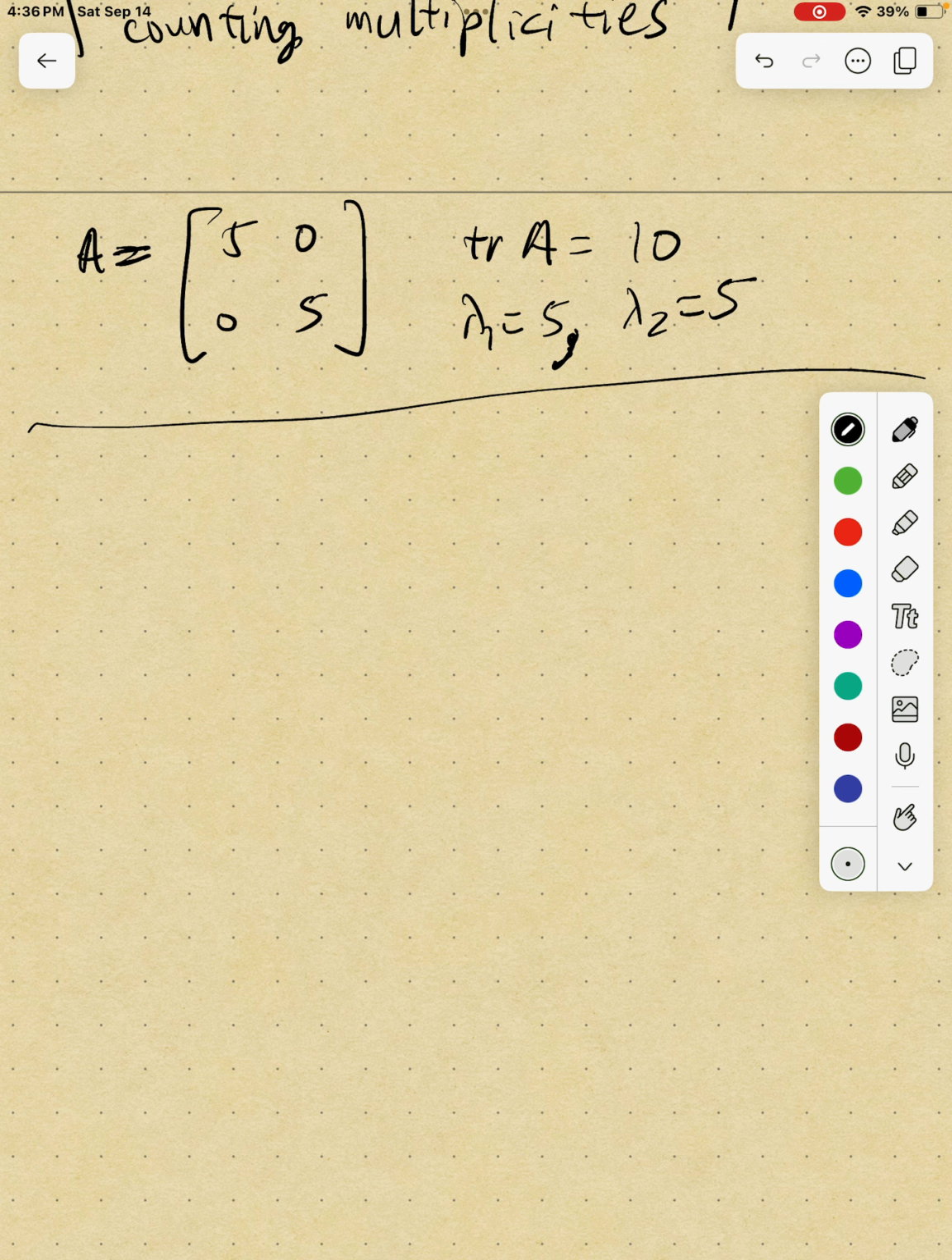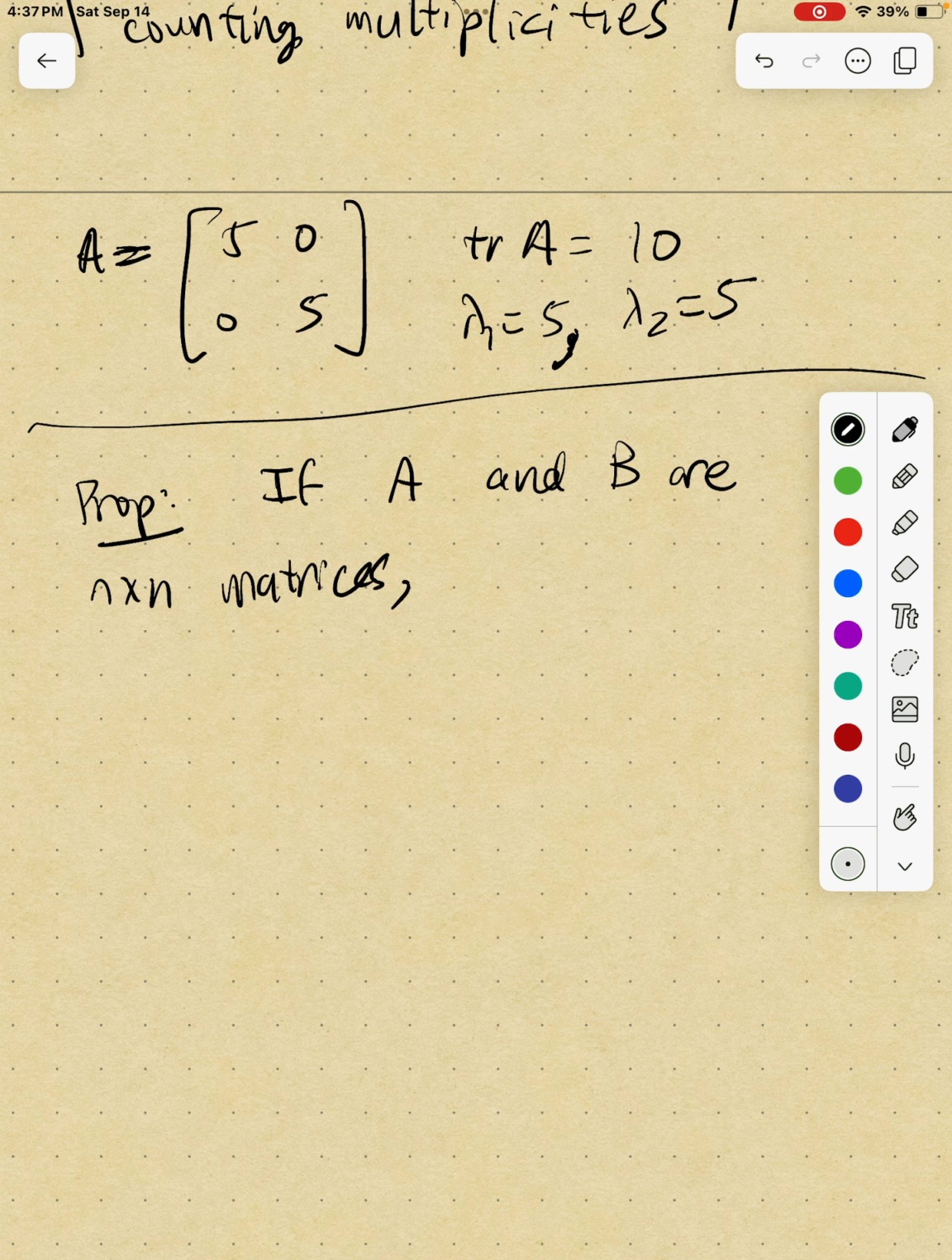Okay. So we've seen some interesting facts about the trace. It's the sum of the eigenvalues, and it's the sum of the diagonal entries. They're both equivalent. And one property of the trace is that if A and B are n by n matrices, then the trace of A times B is equal to the trace of B times A.